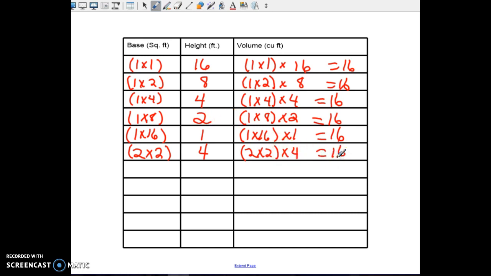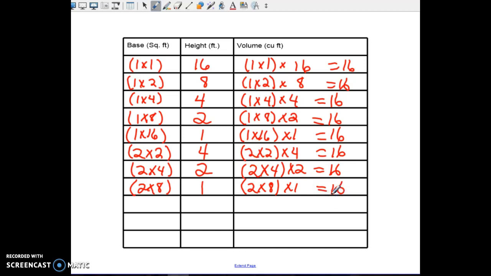Could we do 2 times 3? No. Can we do 2 times 4? Yes. 2 times 4 is 8. So what are we going to have to multiply it by? 2. 2 times 4 times 2 equals 16. Now we can't multiply it by 5, 6, 7, but we can multiply it by 8. And 2 times 8 is 16, so this needs to be a 1. So the base will be 2 times 8 times 1 equals 16.